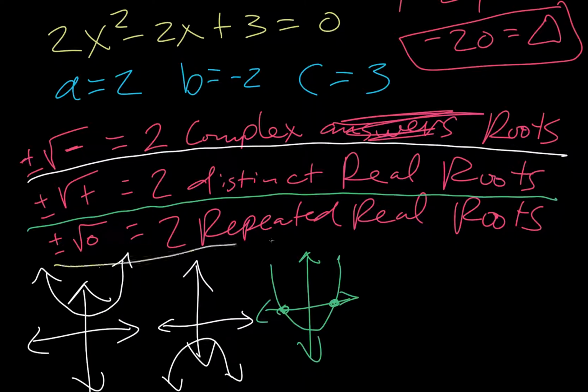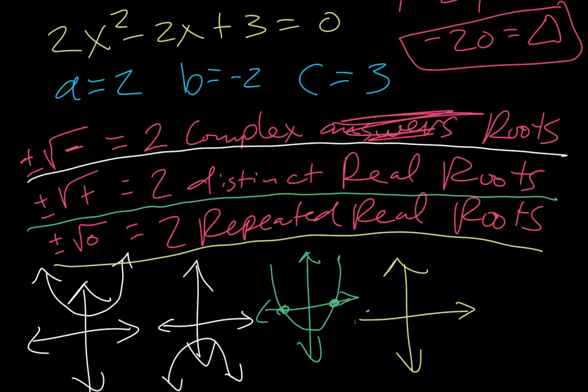And the last situation, it's a parabola that just kind of kisses the x-axis. So it's like that. Okay? And that's why we get 2 of the same answer, because it only touches one place.